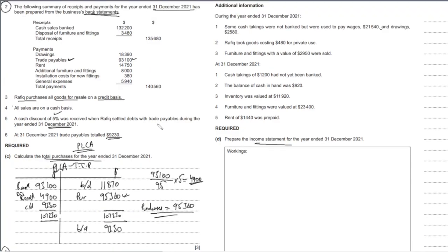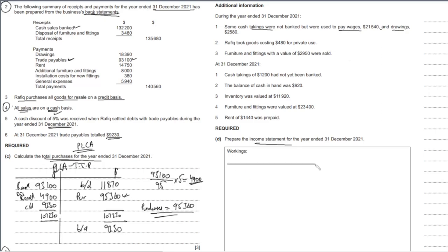It's not at the bottom here, it's not above, but we do have one piece of information which says all sales are made on cash basis. So it definitely has something to do with cash. During the year ended 31st December 2021, some cash takings were not banked. Some were banked, and the others which were not banked were used to pay wages, and some others were used to give out drawings. The point is, they will give you all the information you need to make a cash account.